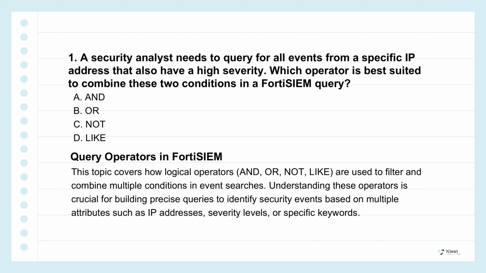Precisely. If they use the OR operator instead, they get every single event from that bad IP, plus every single high-severity event from anywhere else on the network. It's just a massive data dump. Useless. Totally useless. So the operator you need when you require both conditions, the specific IP and the high severity, is AND. Right, AND for needing both. Makes sense. It's absolutely essential for that kind of precision.